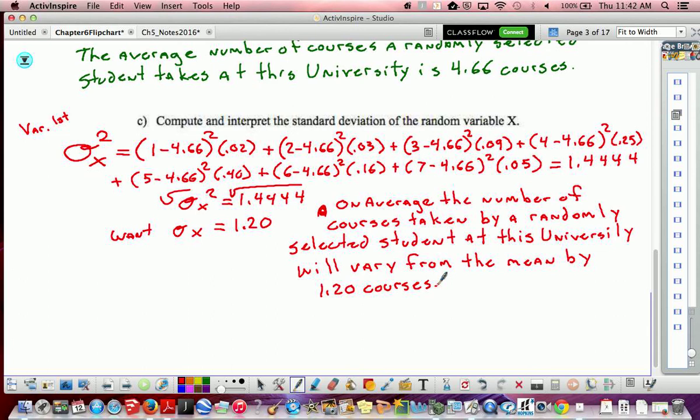So we can think about it like this. Our mean was that the average randomly selected student is going to take 4.66 courses, but that will vary on average by 1.2 courses.